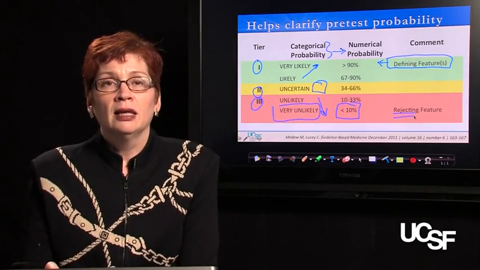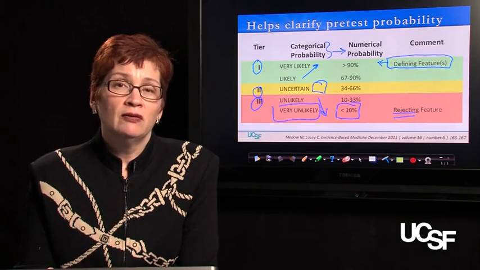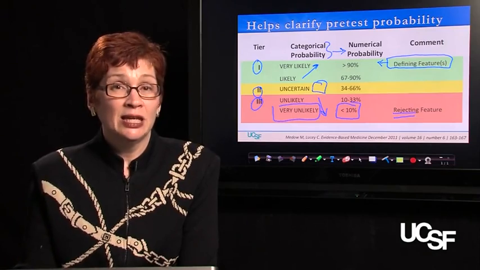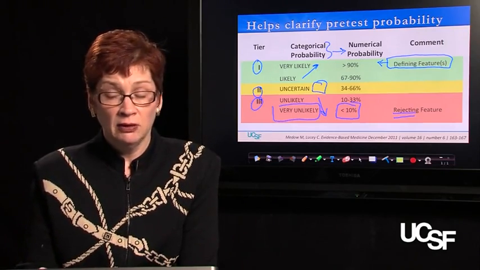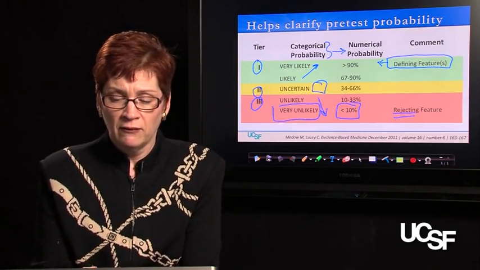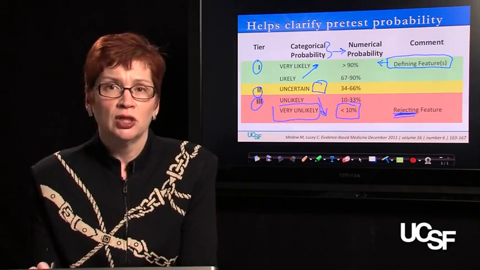Remember our case of Guillain-Barré syndrome. We said if a patient presenting with lower extremity weakness has increased reflexes rather than absent reflexes, they don't have Guillain-Barré. So in that situation, Guillain-Barré would be a very unlikely disease because that's a rejecting feature.